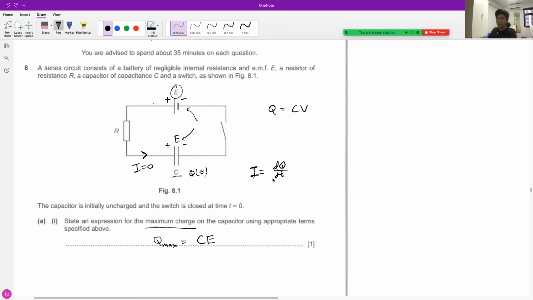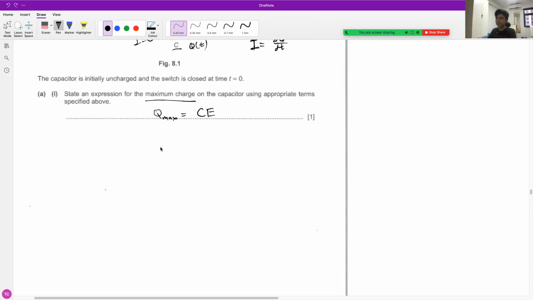But you can imagine that if your I is positive, then the charge across it is increasing. Q is increasing with respect to time, which makes sense. But if your I is negative, then that means current is flowing the opposite direction. That means your capacitor is losing charge, dunking the charge back into the circuit.